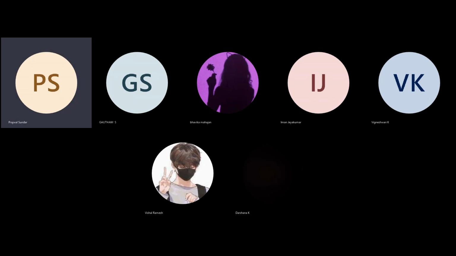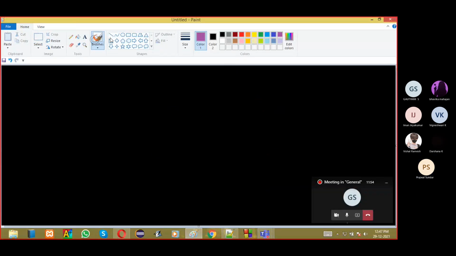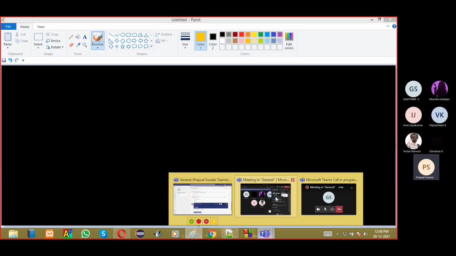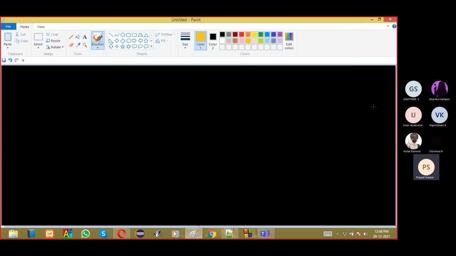Okay. So, see, actually, I thought that only people from Tamil Nadu will be coming. But unfortunately, we have people from all over India. I think we have Bhavika from Delhi. Yeah, she's from Delhi. Darshana, Gautam, Iman, Vigneshwari, all of you are Tamil, right? Vishal also Tamil only. So at least we have one non-Tamil speaker.